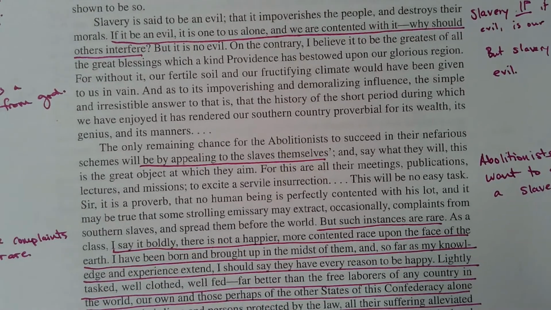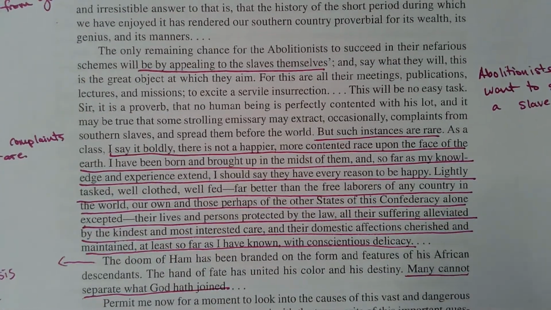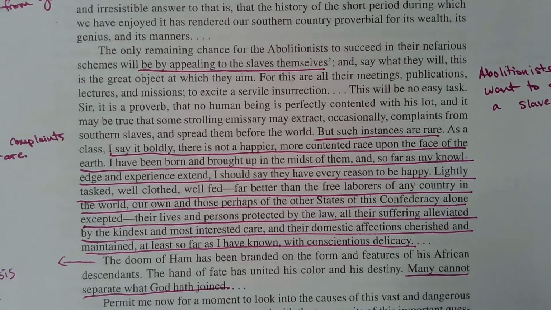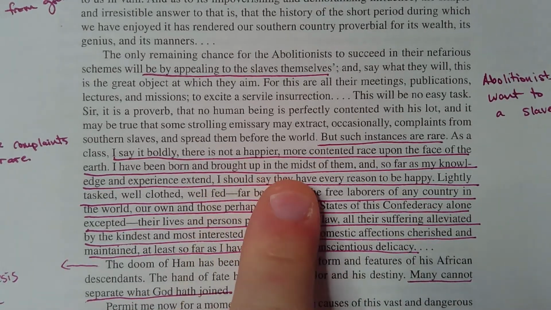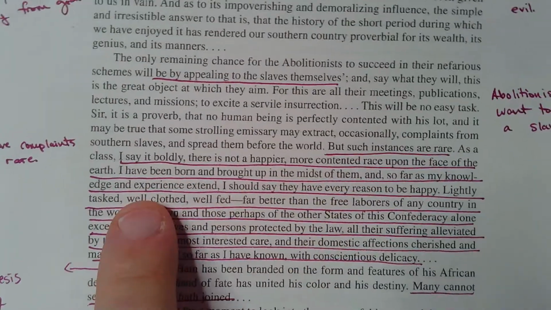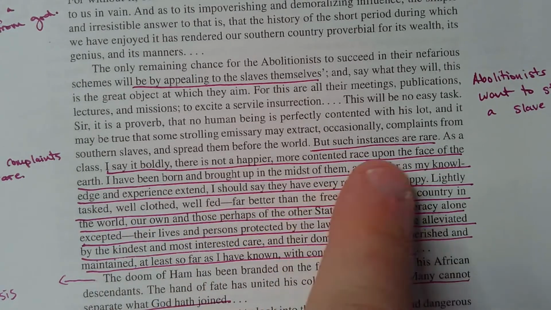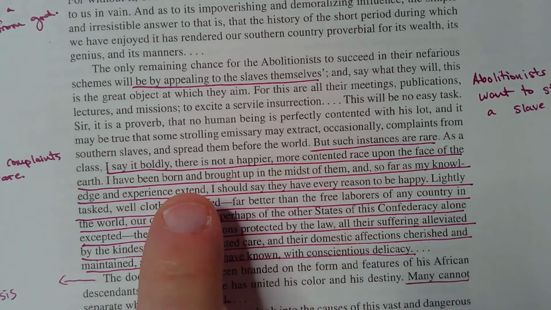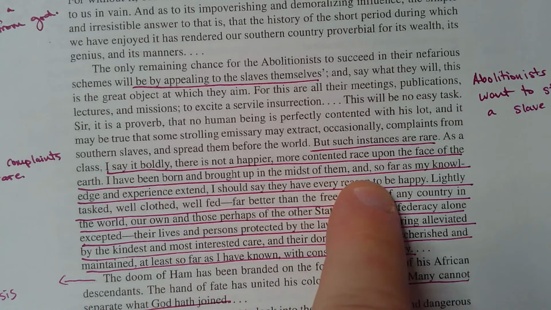So he says you could try to appeal to the slaves themselves, but like we mentioned before, Hammond believes that slavery is good for the slave. He says, "I say it boldly, there is not a happier, more contented race upon the face of the earth. I have been born and brought up in the midst of them, the slaves, and so far as my knowledge and experience extend, I should say that they have every reason to be happy."